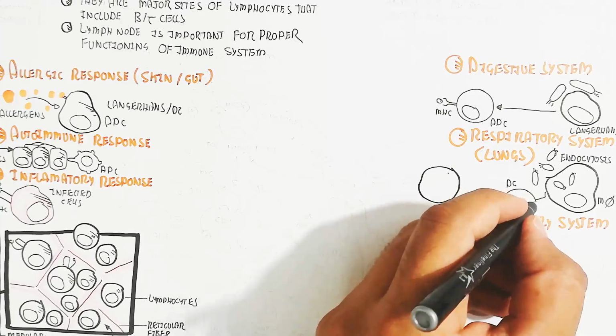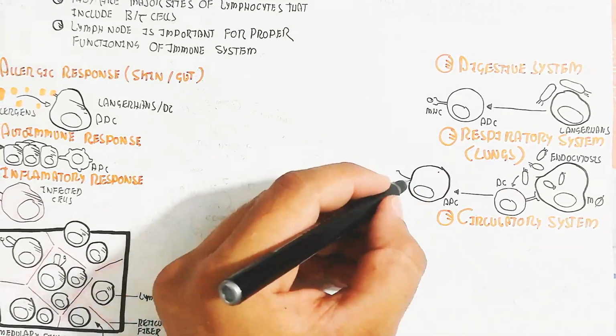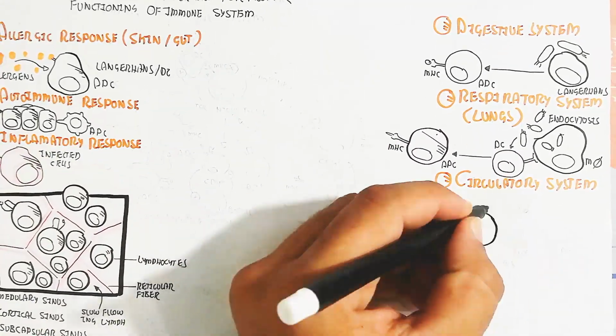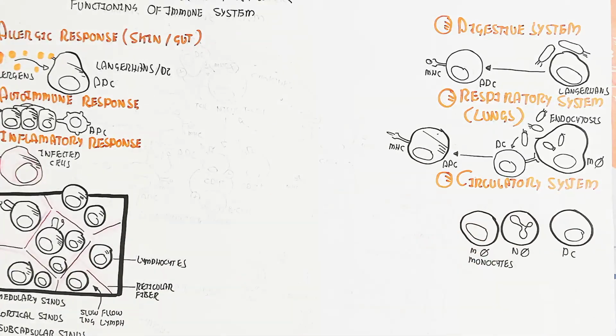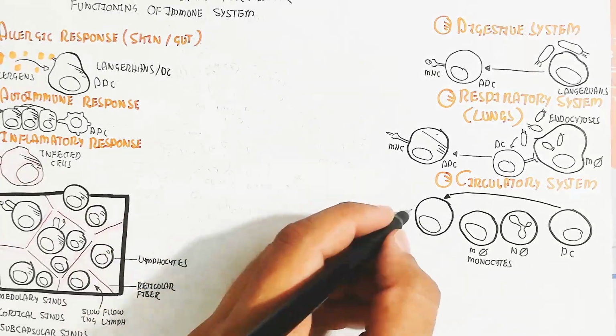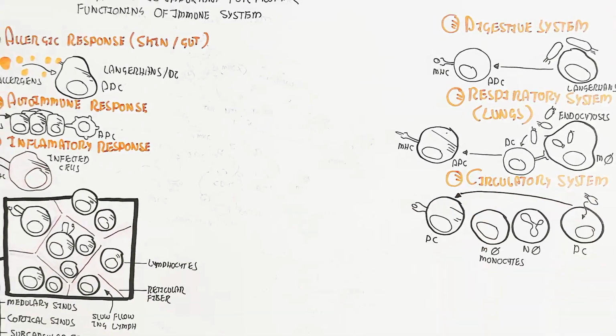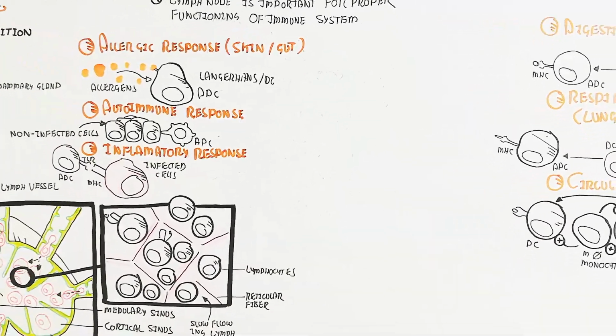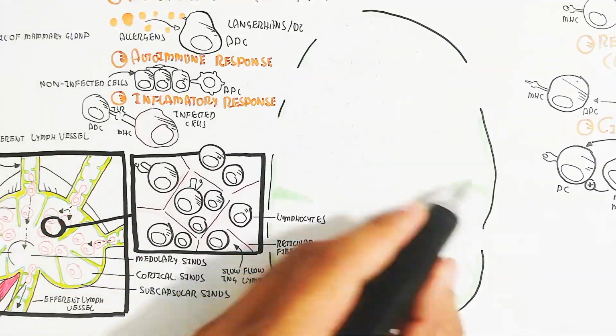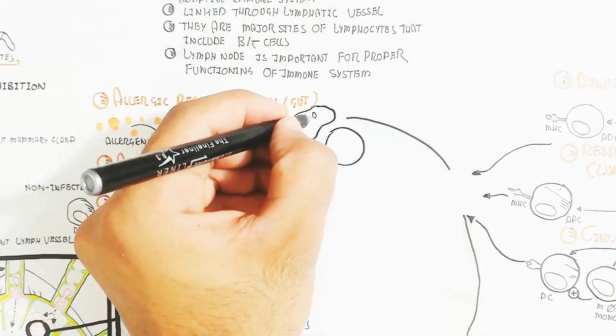And this is an inflammatory response due to the infected cell. In the digestive system, Langerhans cells detect pathogens like bacteria. In the respiratory system, macrophages engulf the bacteria, and in this way the antigen presenting cells are activated. The circulatory system will activate neutrophils, macrophages, and dendritic cells, which ultimately go into the lymph node.